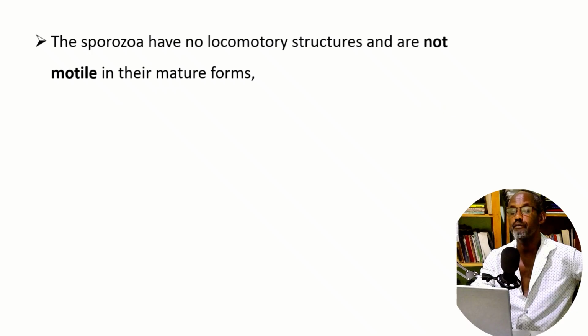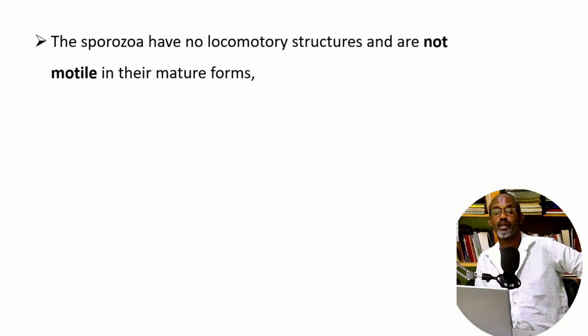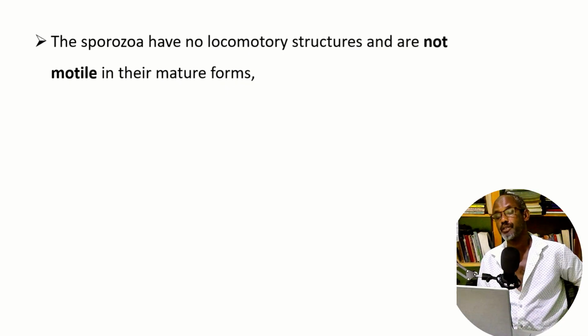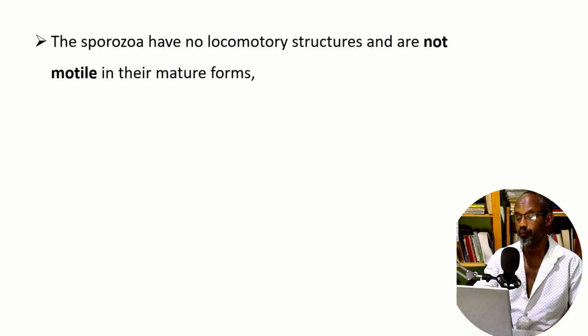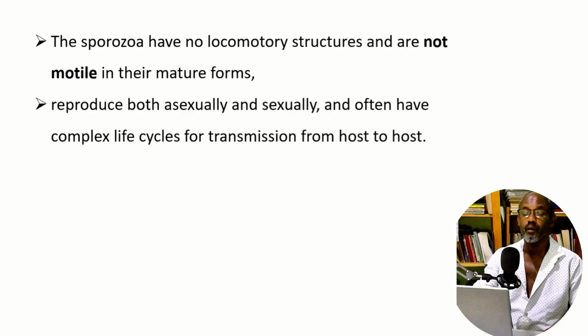The sporozoa have no locomotory structure and are not motile in their mature forms. This is a redundancy, of course. Some do have gliding or twisting cells, generally speaking, as adults when they reach the adult cell stage. They don't have structures for movement. They reproduce both sexually and asexually and often have complex life cycles for transmission from host to host.